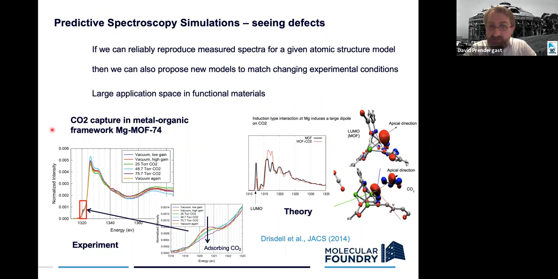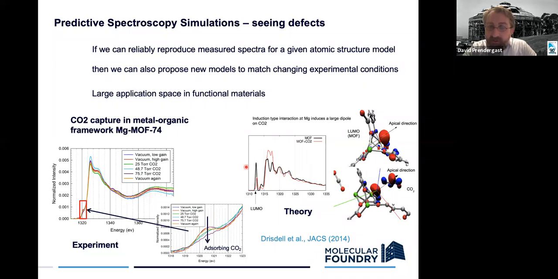So this was an early example on looking at carbon dioxide capture inside a porous material, a so-called metal organic framework or MOF. And in the experiment, basically they're measuring here at a particular energy that corresponds to exciting 1s electrons of the magnesium atoms inside this MOF. And so what they did was they went from vacuum to increasing pressure of CO2 and then back to vacuum again. And what they noticed was that there's this feature here at the beginning of the spectrum, at its absorption edge, that decreases in intensity as you absorb CO2 and then comes back again when you remove the CO2.